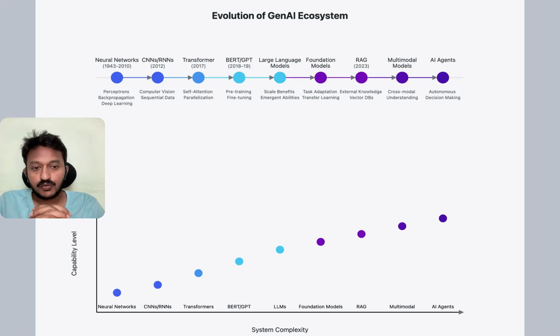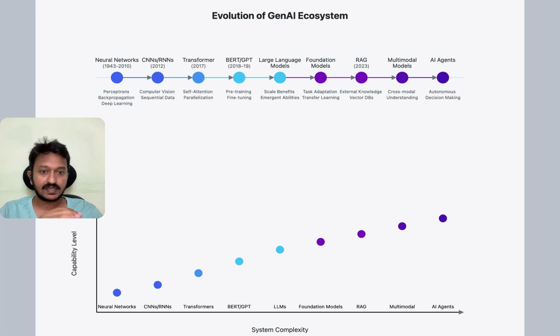Hey guys, so today we are going to take a fascinating journey through the evolution of generative AI, a revolution that's changing how we interact with technology. We'll start from its humble beginnings with neural networks and trace its path to today's sophisticated AI agents. So let's get started. It all began with neural networks inspired by human brain structure.